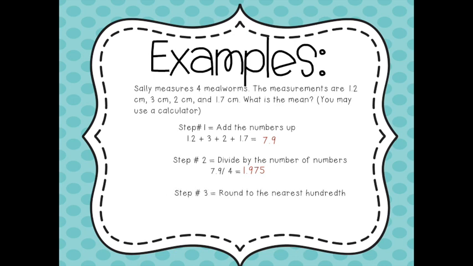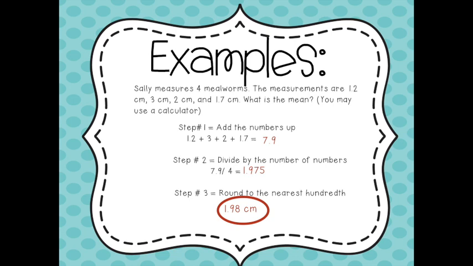And finally, step 3, we want to round to the nearest hundredth. You'll round to different place values depending on what the directions say, but in this example, it's asking us to do the nearest hundredth. So you should get 1.98. Don't forget to label.